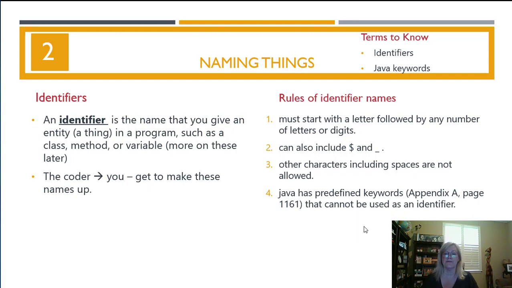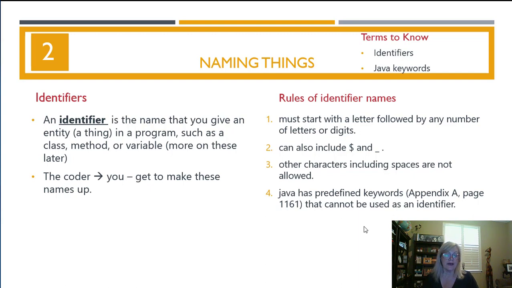So here are the rules. It must start with a letter, and then you can have A through Z. It could be uppercase or lowercase, but more on that in a minute. And then you can have numbers or digits. You're also allowed to have a $ sign and an underscore. But notice you can't have a dash, you can't have a backslash. So most of the non-alphanumeric characters you cannot have, with the exception of the $ sign and the underscore. Other characters, spaces aren't allowed.